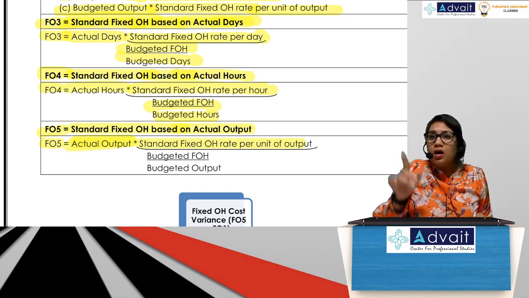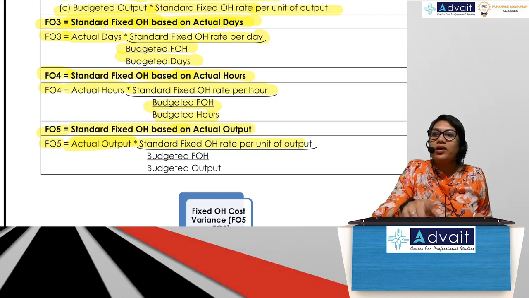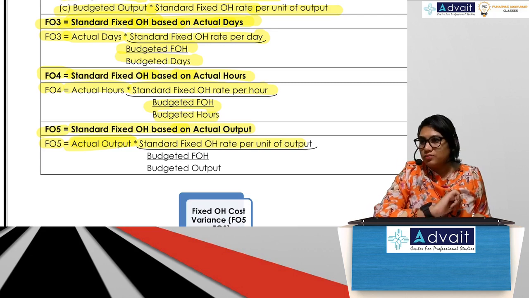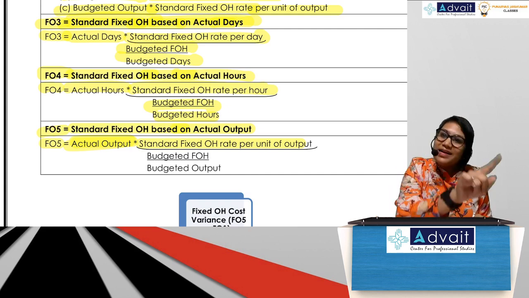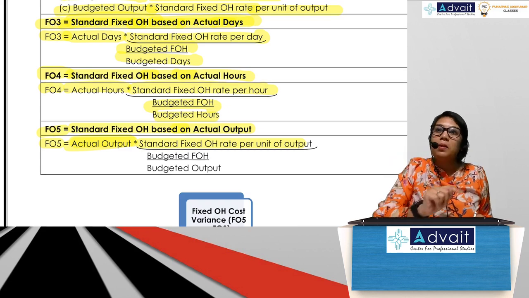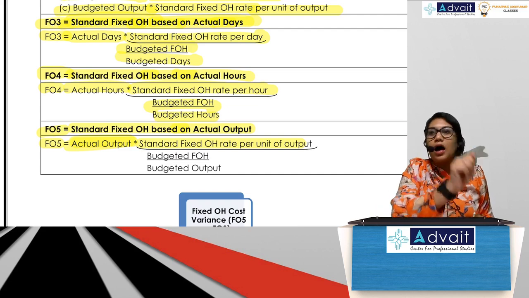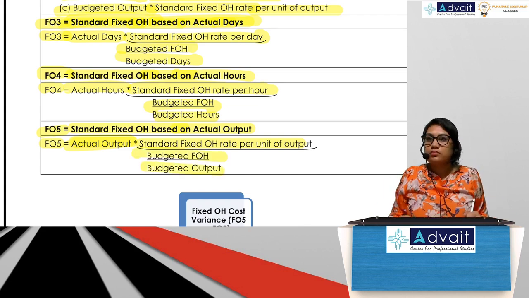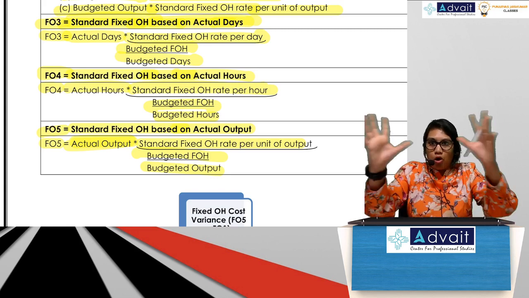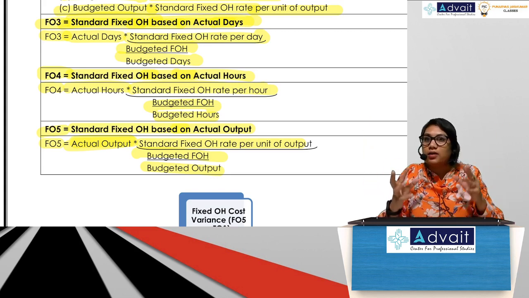Please remember, output can be multiplied only with rate per unit of output. Days can be multiplied only with rate per day. And hours can be multiplied only with rate per hour. So that's why I have calculated this. Guys, is it okay? So now how do you put this in the form of that chart?